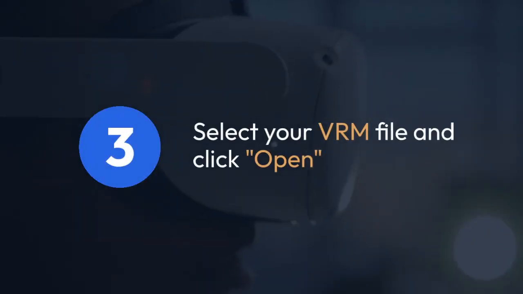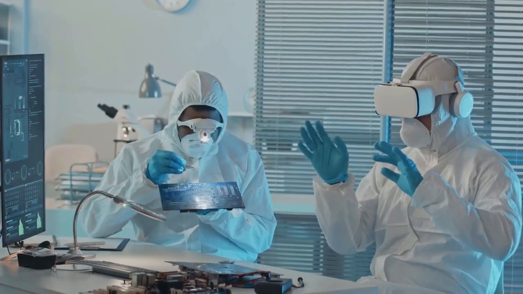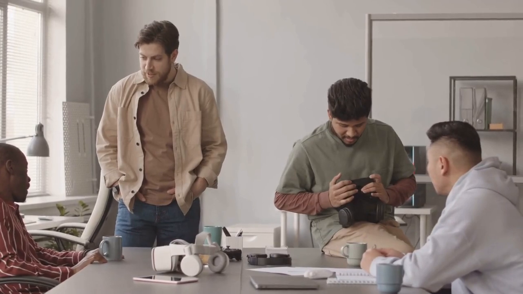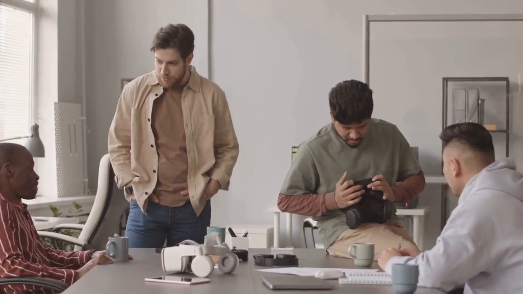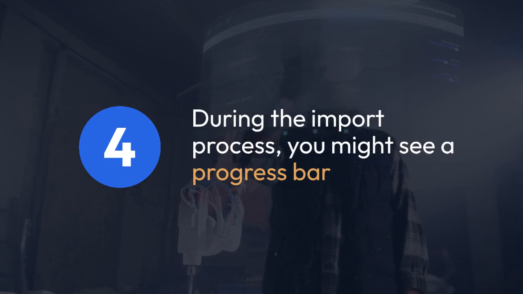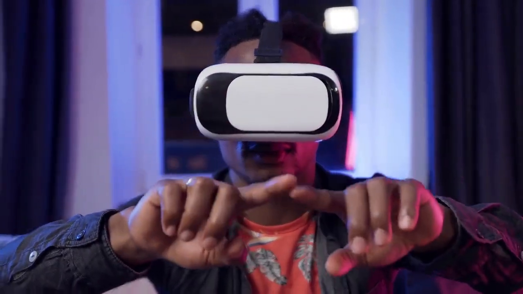3. Select your VRM file and click Open. VTube Studio will then begin importing the model. This process might take a few seconds to a few minutes, depending on the complexity of your VRM model and the speed of your computer. 4. During the import process, you might see a progress bar indicating the stage of importing. Just wait until it finishes. There's nothing you need to do during the import.